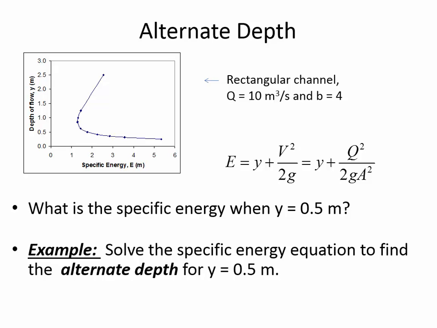So if the water has a certain amount of energy, it can flow either shallow and fast, or it can flow deep and slow. And these are the 2 different depths that it can flow at and have that certain amount of energy.